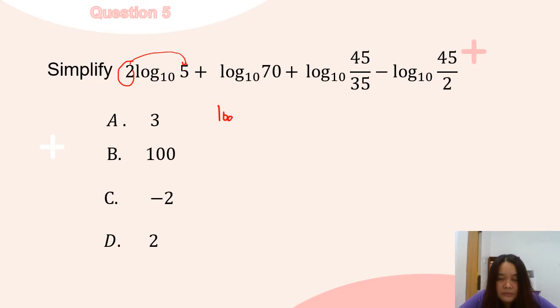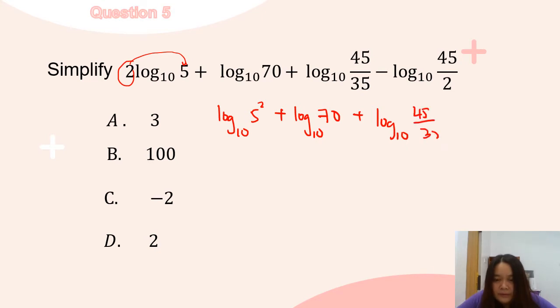So we have the log to the base 10, 5 square plus log to the base 10, 70 plus log to the base 10, 45 over 35 minus the log to the base 10, 45 over 2. Since all the terms have the same base, we may merge by using the property. If you have the plus, it will be the multiplication. If you have the minus, this will be the subtraction.